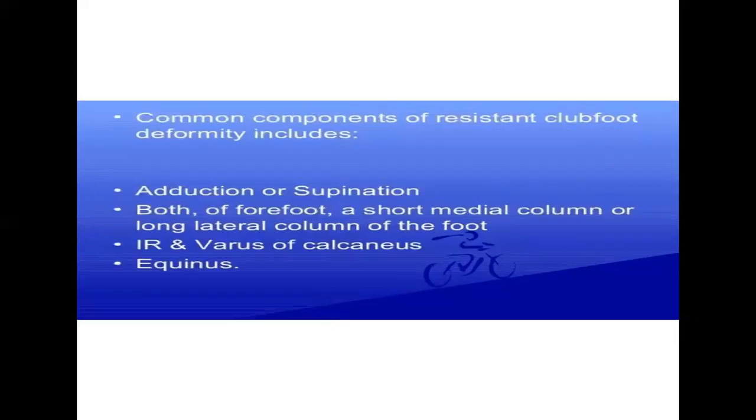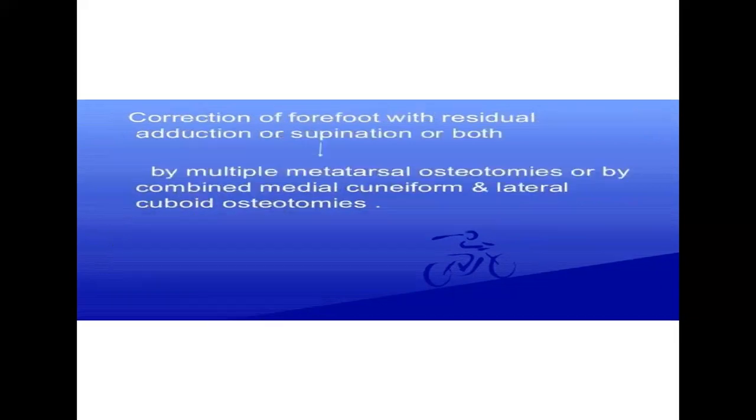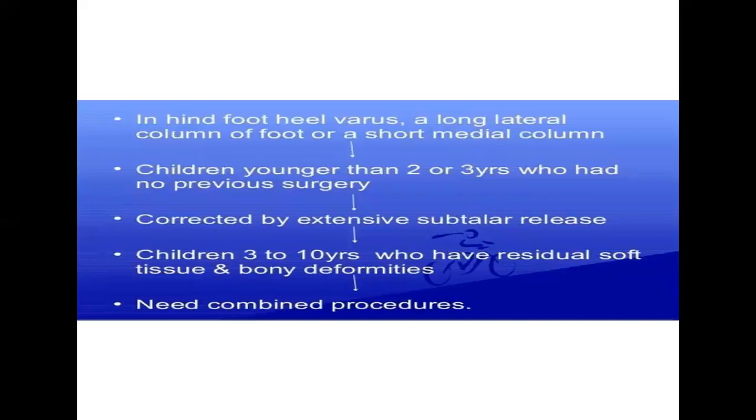Common components of resistant clubfoot deformities include, first, adduction or supination, or both, of the forefoot, a short medial column or long lateral column of the foot, heel varus, residual inversion of the calcaneus, and equinus. Correction of the forefoot with residual adduction or supination or both is by multiple metatarsal osteotomies or by combined medial cuneiform and lateral cuboid osteotomies. In hindfoot heel varus, there is a long lateral column of the foot or a short medial column.